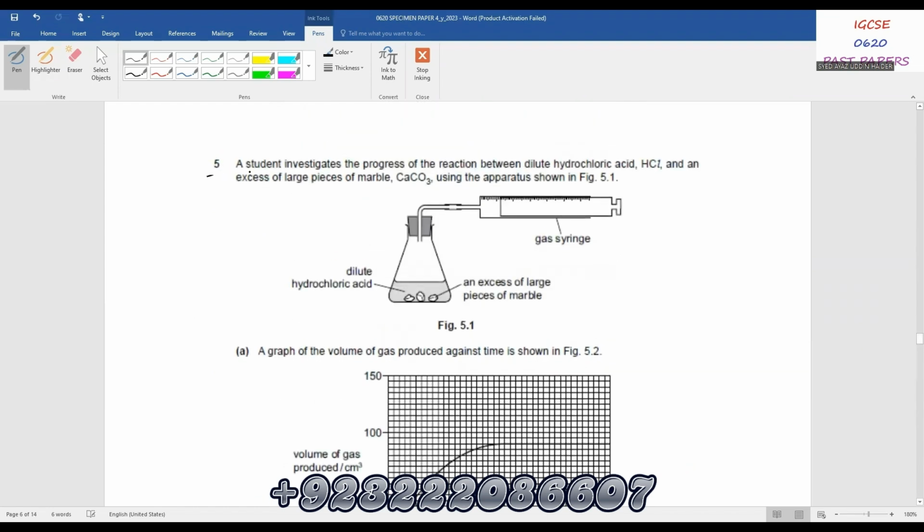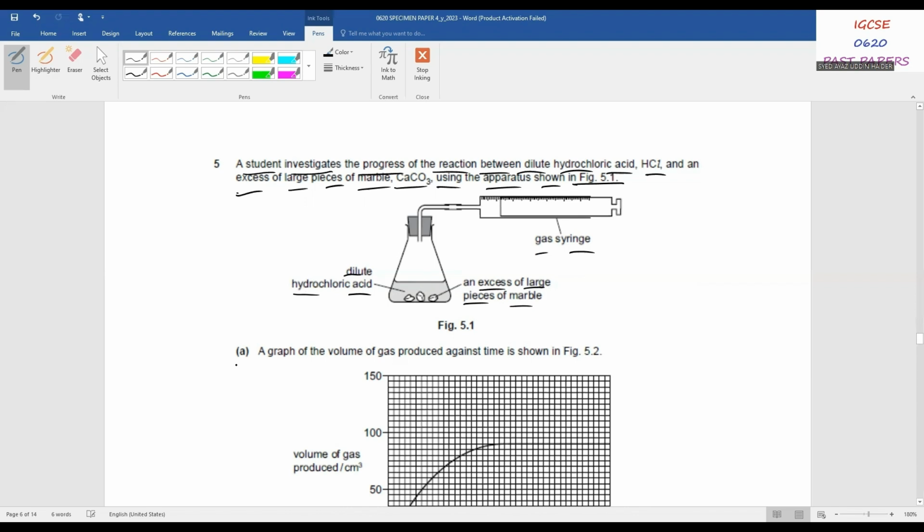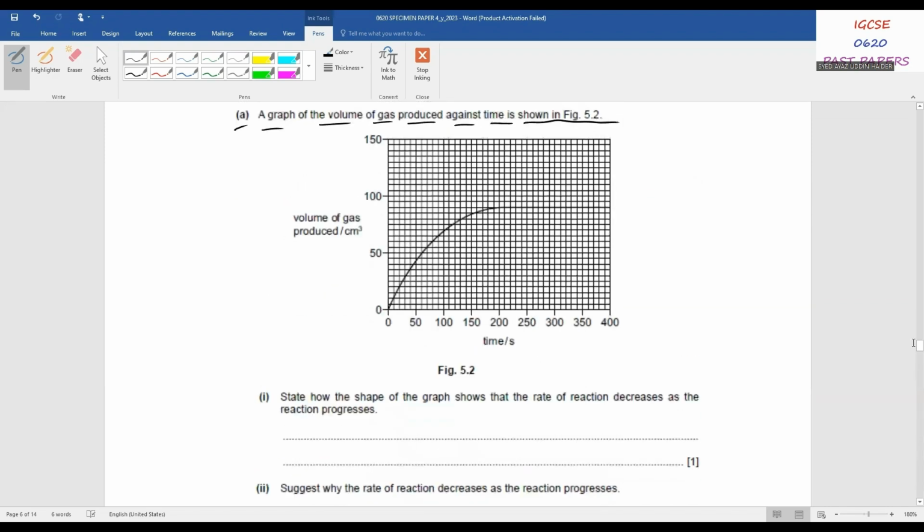Number 5. A student investigates the progress of the reaction between dilute hydrochloric acid, HCl, and an excess of large pieces of marble, CaCO3, using the apparatus shown in figure 5.1. This is the figure. You can see dilute hydrochloric acid. You have an excess of large pieces of marble. This is a gas syringe. A graph of the volume of gas produced against time is shown in figure 5.2. This is a graph. On the x-axis, you have time. On the y-axis, volume of gas produced, which is in centimeter cube.